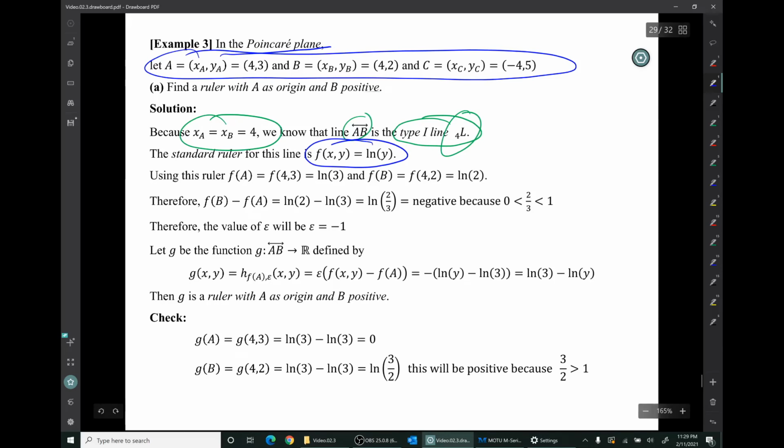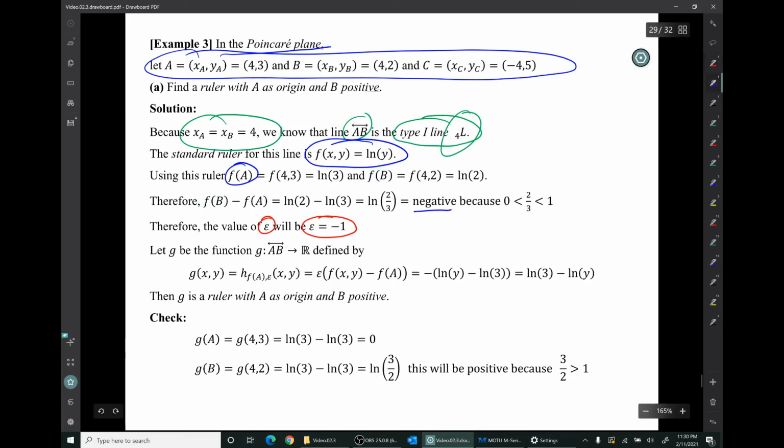Well, remember, once we have a starting ruler, we have to figure out the value of epsilon. So to do that, we find out what f of a is, and we find out what f of b is, and we subtract. It turns out that in this case, f of b minus f of a is negative. I'll let you go through the steps in detail. So since f of b minus f of a is negative, that tells us that we have to choose epsilon to be -1.